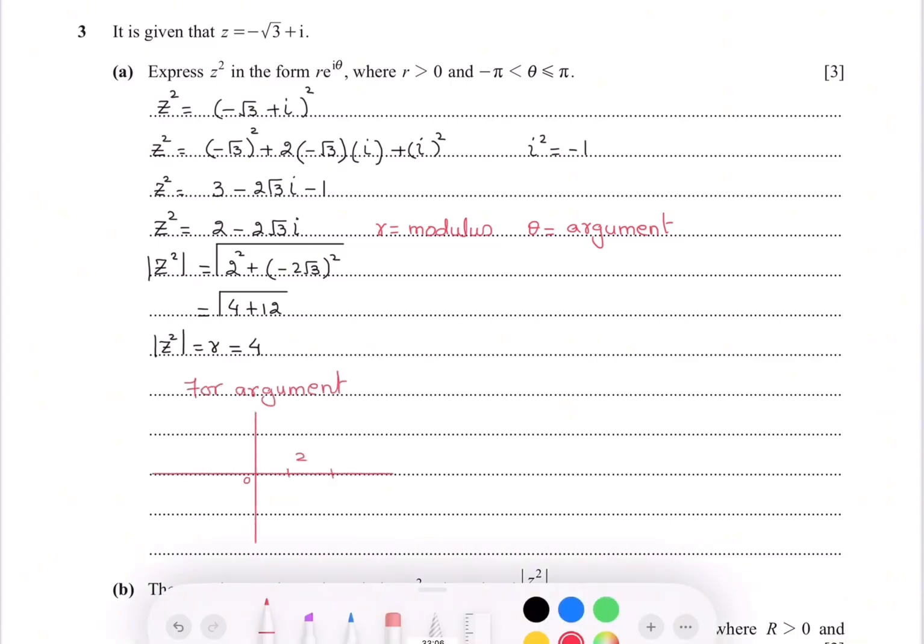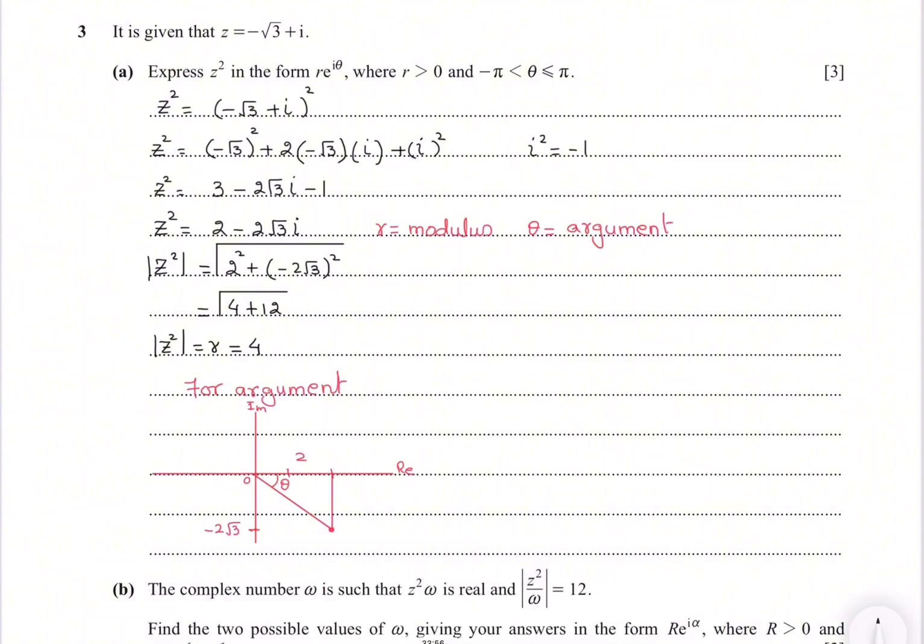For argument, you make a sketch of it. 2 unit on the right and negative 2 root 3 downward. So you use tan theta. So your tan theta is negative root 3 over 2. Your tan inverse is negative root 3, which is pi by 3, negative pi by 3. So z square equals 4 e power negative pi by 3 i.